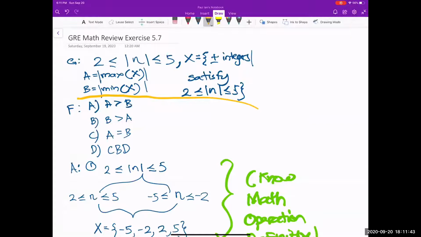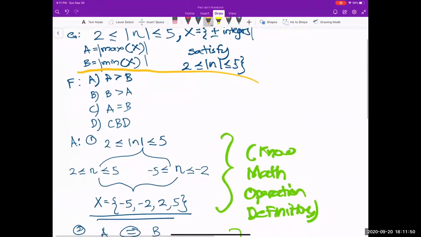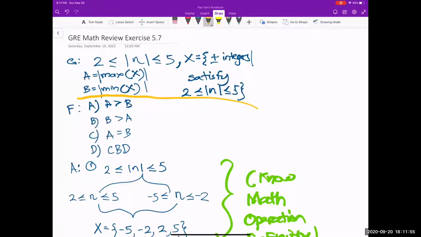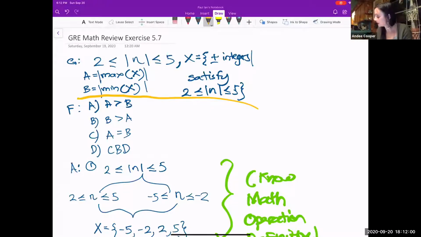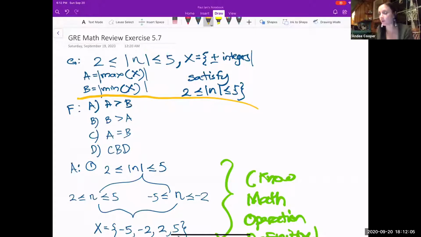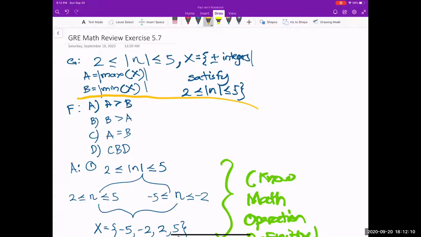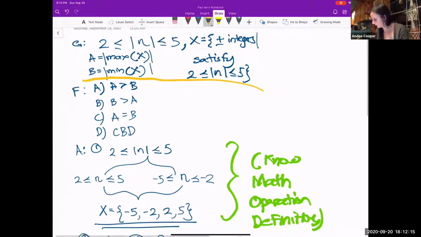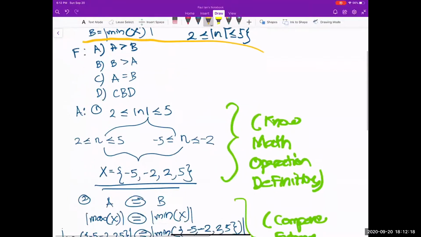That's right, but what about the negative? The absolute value means it would be positive, right? That's the range after you apply it. The integers in the set can still be negative. It could be -2, but the absolute value is +2. Yep. But that still doesn't change the fact that A is greater.